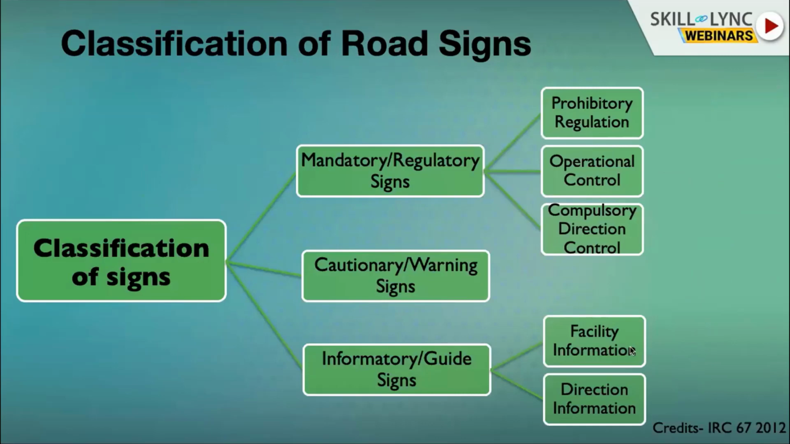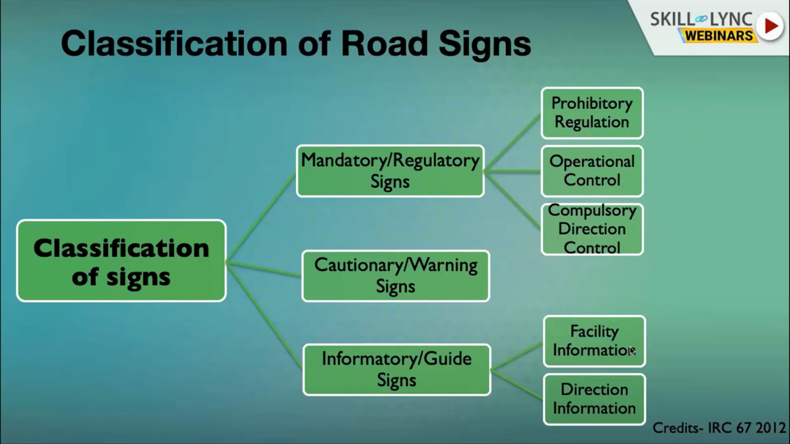Now, let us see how these road signs are classified. First among this classification is mandatory or regulatory signs. These are the signs which are to be compulsorily followed by the road users. Any violation of these mandatory signs would result in a punishable offense. These mandatory signs may further be subdivided into prohibitory or regulatory signs, operational control signs, and compulsory directional controls.